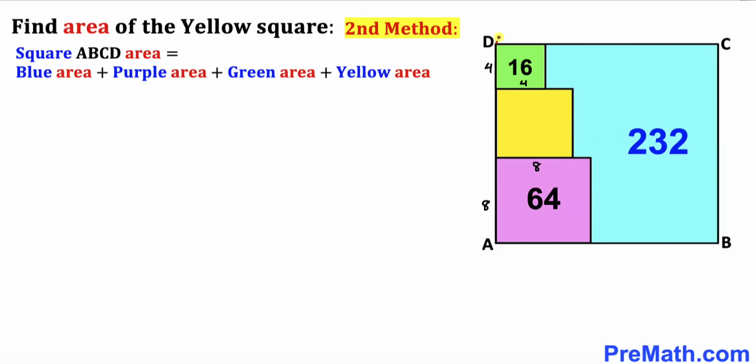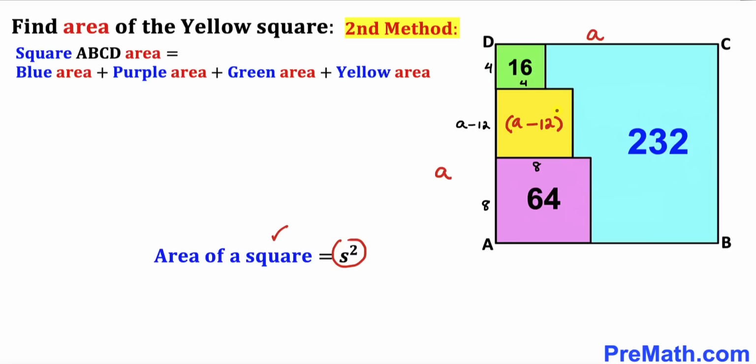Let's assume that the side length of this square ABCD is a units. Then this side length has got to be a units as well. And we know that these side lengths are 4 and 8. If we add them, that's going to give us 12. So therefore this side length of the yellow square is going to be a minus 12. And let's recall once again the area of a square formula, which is s squared. So therefore the area of this yellow square is going to be (a minus 12) squared.